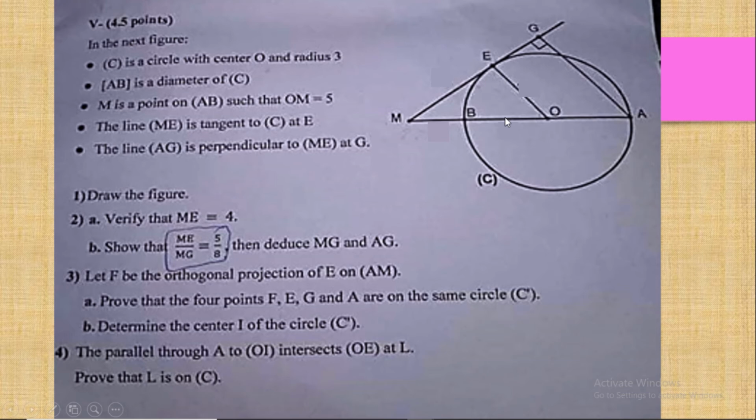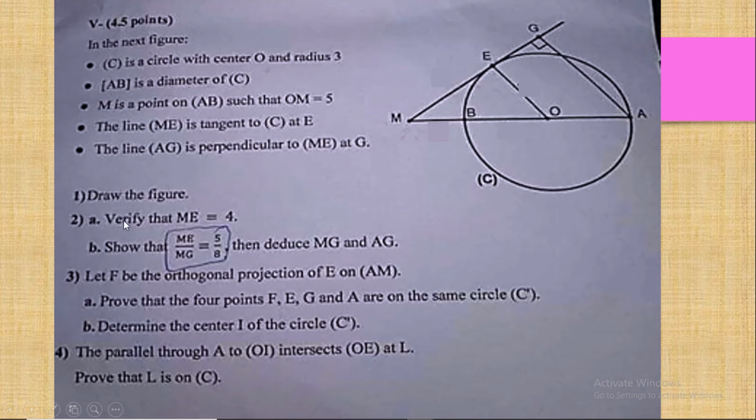Now let's start the question of geometry. We have a circle of center O and radius 3. AB is a diameter in this circle. We also have M is a point on AB such that OM is equal to 5. Also, the line AG is perpendicular to ME at G. Note that ME is the tangent to this circle at E, and AG is perpendicular to this tangent.